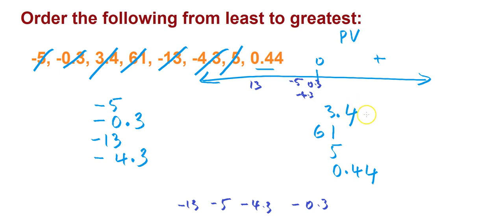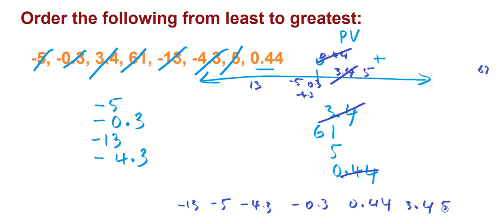You can actually do the same method with the positive numbers. You know that 3.4 is, let's just say it's there, 61 is way up here, 5 would be here, very close, and then you've got 0.44. And there you go, you can just have that. So you know that 0.44 would be next. You know that 3.4 is next. So he's out. You got 5. And then you've got 61. And those are the correct answers. So you can have it that way.